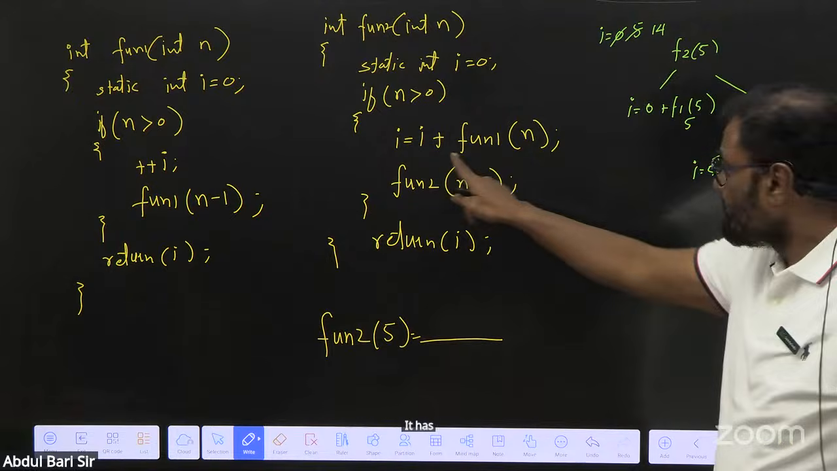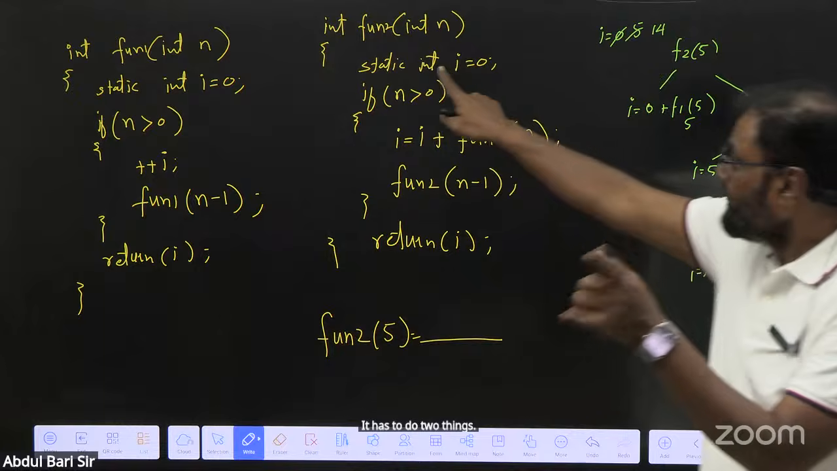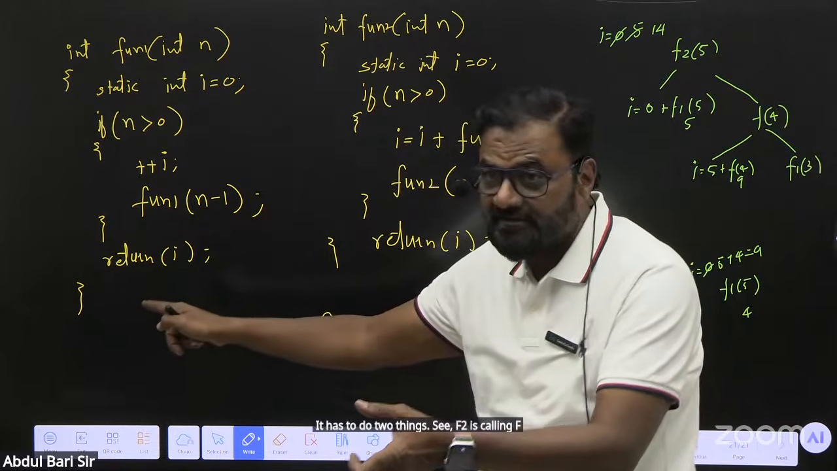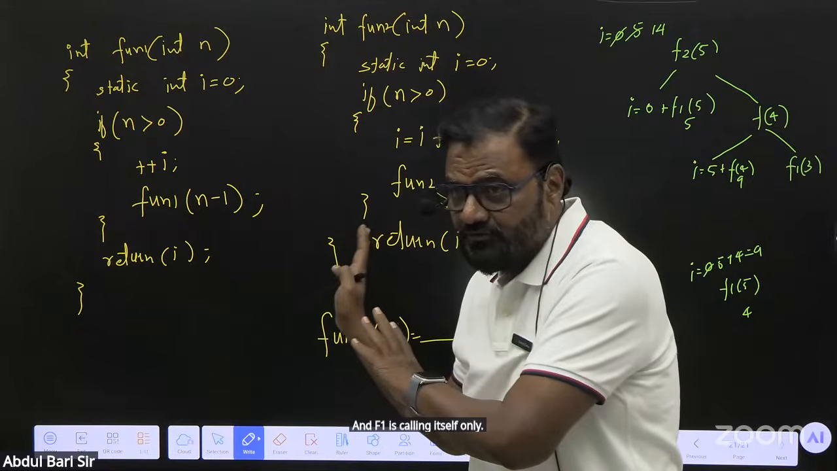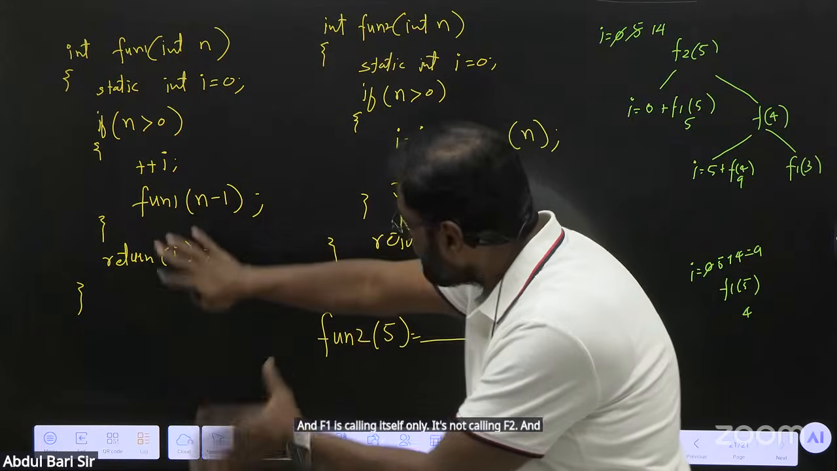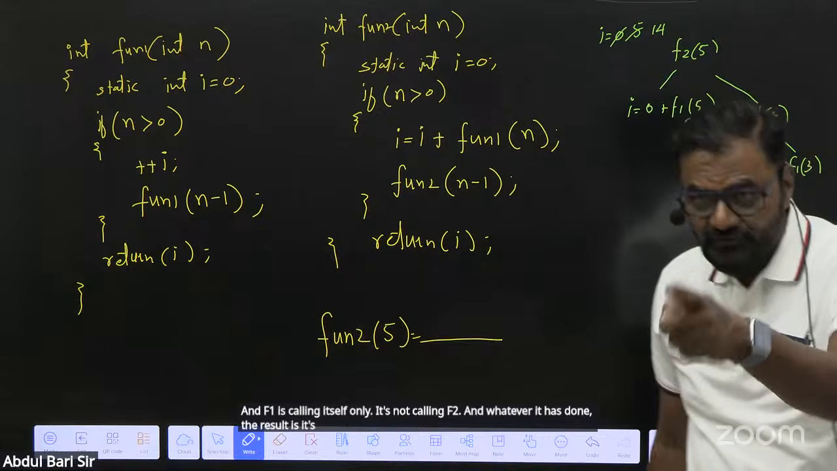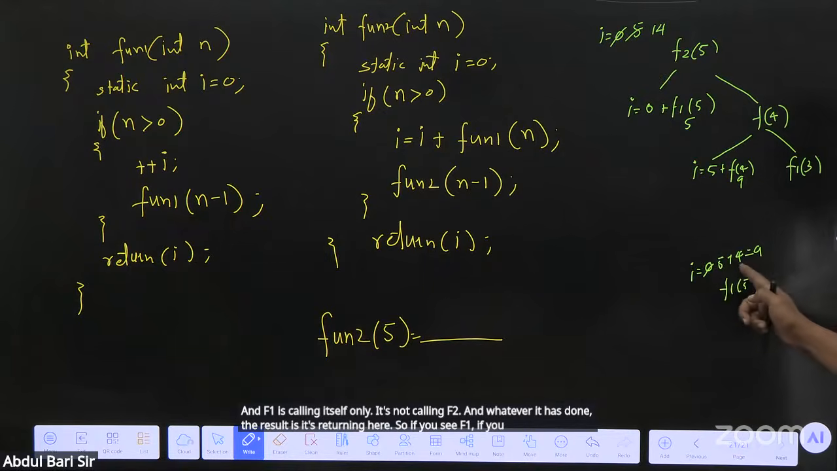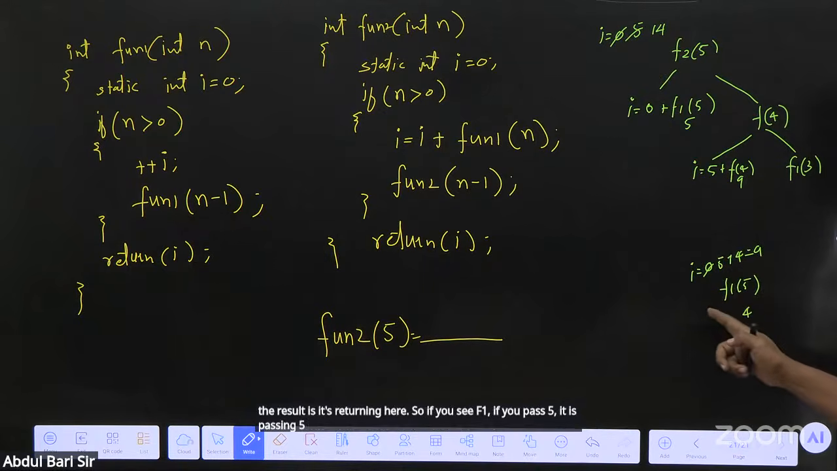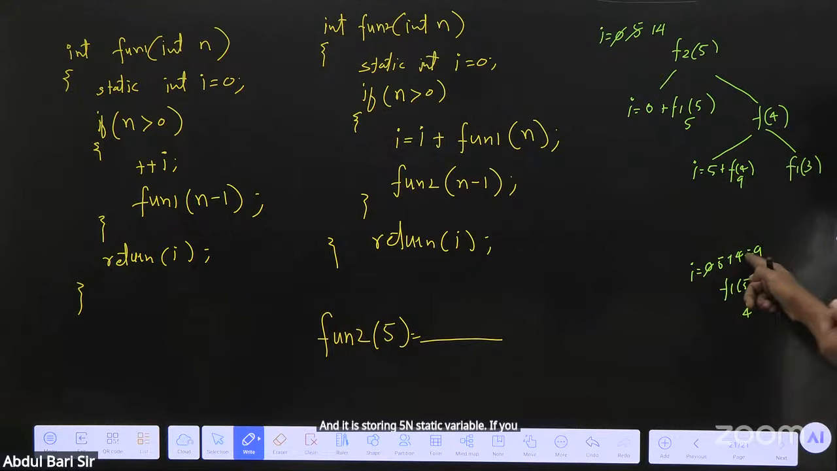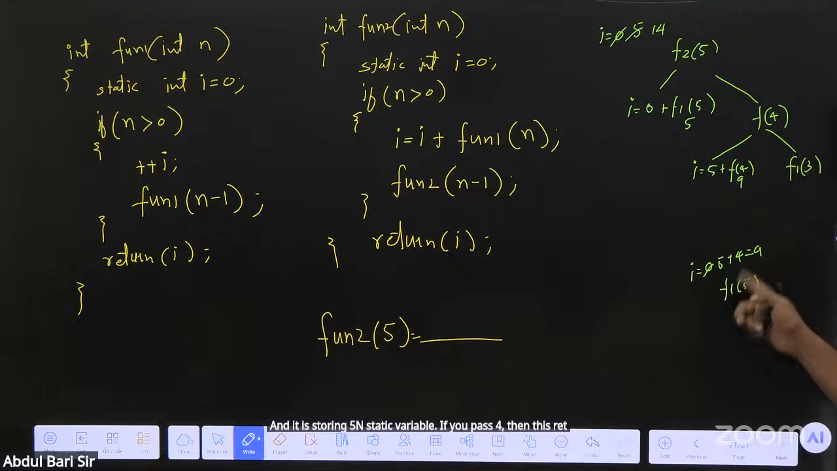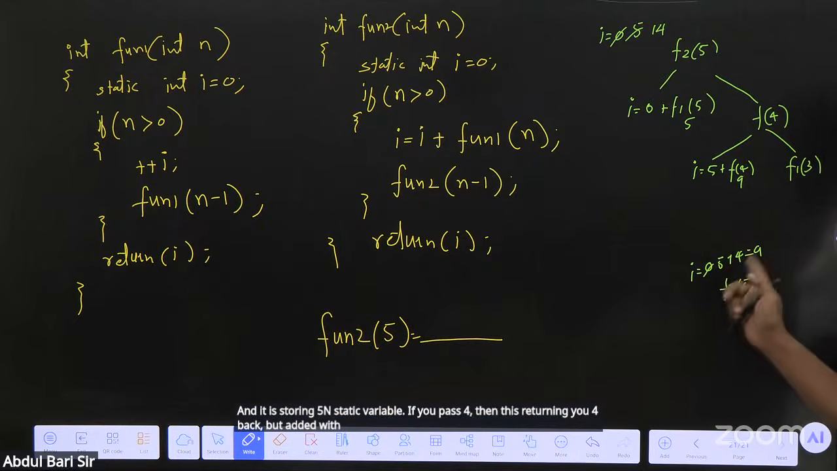It has to do two things. See, F2 is calling F1, and F1 is calling itself only. It's not calling F2. And whatever it has done, the result it's returning here. So if you pass 5 to F1, it is passing 5 back and storing 5 in the static variable. If you pass 4, then it returns 4 added with the previous value 5. 9 it will return. All right.